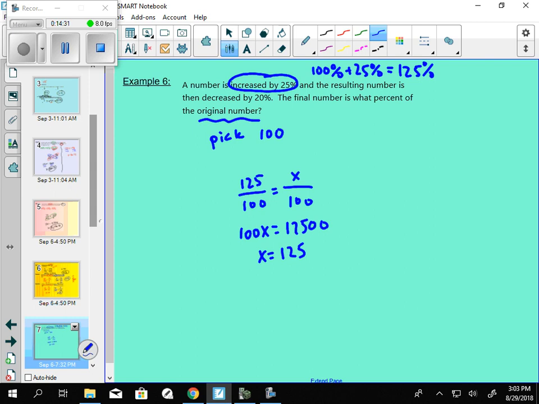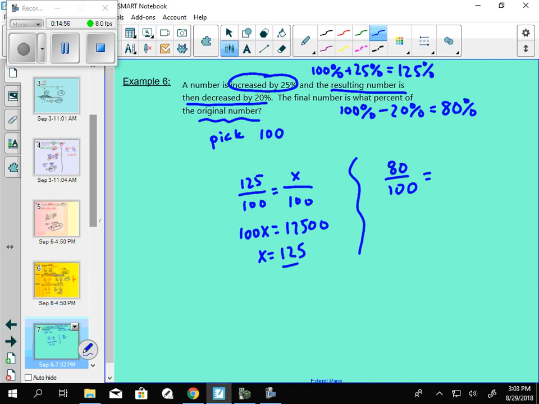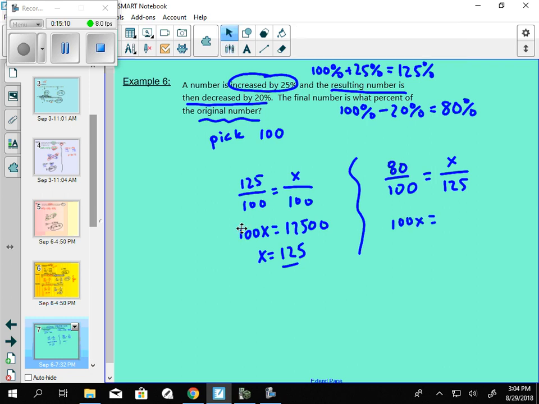Now it says the resulting number is decreased by 20%. Decreasing by 20% means we're taking 100% and subtracting 20%, so we end up with 80%. Now we want to do a second proportion to see what happens. We have 80 out of 100 equals, and now our new starting number is 125. We want to see where 80% of that brings us to. So let's cross multiply here. We get 100 times x equals 80 times 125.